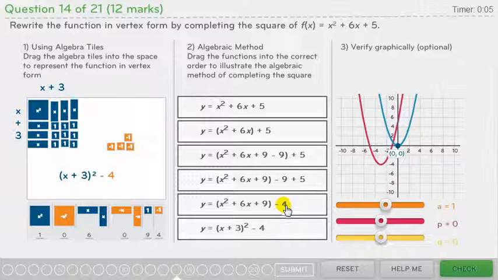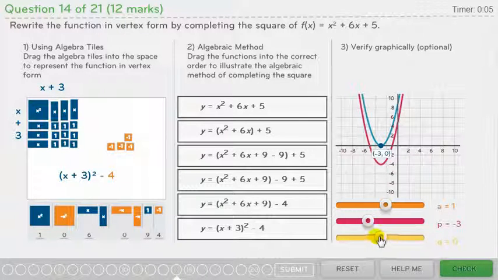And then finally, if we complete the square, we have x squared plus 6x plus 9 is equivalent to saying x plus 3 all squared, no different than what we had with our algebra tiles. Finally, now that we have completed the square two different ways, let's verify graphically. Notice that our a value would be 1, our p value would be negative 3, and our q value would be negative 4. And as you can see, our graph matches, so we are correct. Finally, let's check our solutions.